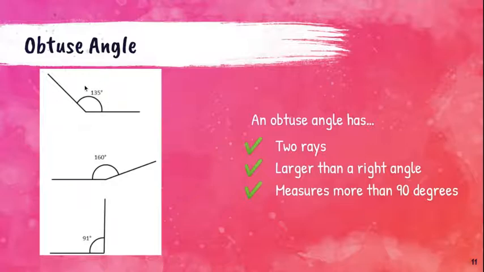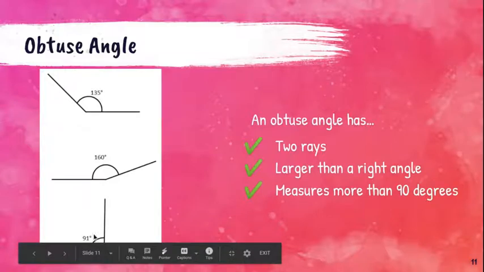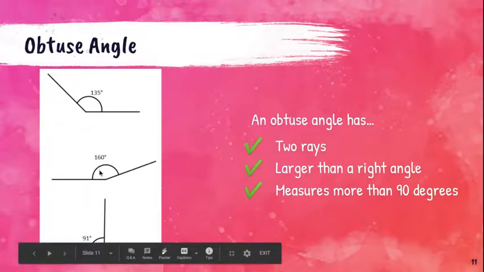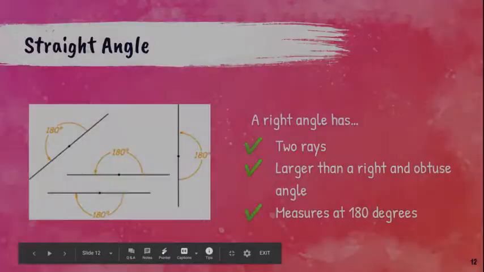135 is greater or more than 90. 160 is greater than 90, and 91 is a little bit greater than 90. It almost looks like a right angle, but it's not. It's 1 degree more, so this becomes obtuse. All right.